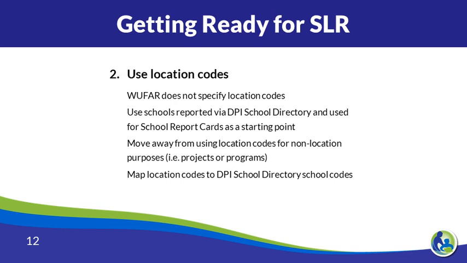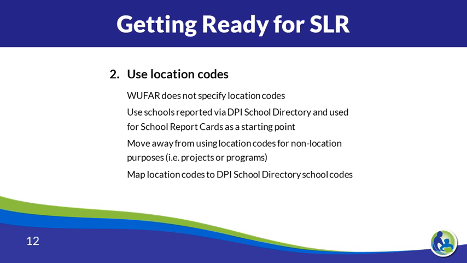Use those schools in the school directory as a starting point for assigning location codes. And if the school directory is wrong or inaccurate, change your schools there. Some districts have been using location codes to track particular projects or programs. Move away from doing that. There are other account dimensions in WUFR used for that purpose. Finally, map your location codes to the 4-digit school codes assigned in the DPI school directory.